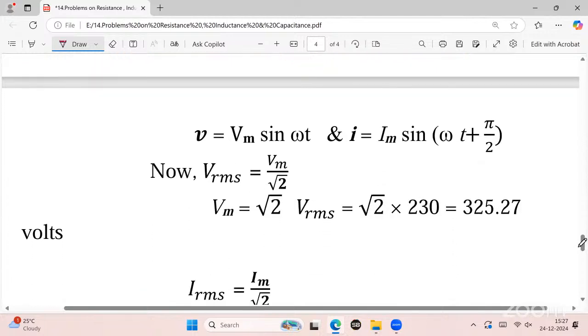Right. What are the equations? V is equal to Vm sin omega t. I is equal to Im sin(omega t plus pi by 2). Find out Vm. Find out Im. Find out omega.